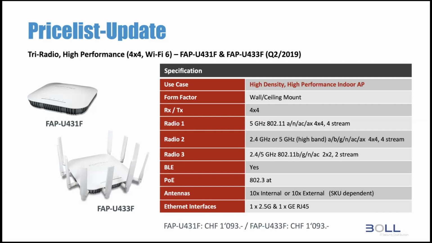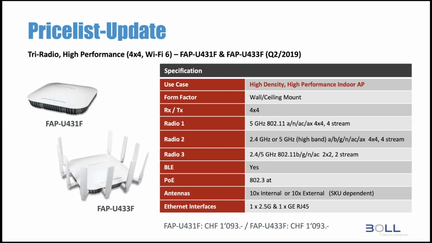One point to indicate is that because we have quite a high density, high performance access point in front of us, the Ethernet interfaces, there are 2 of them, and one of the interfaces provides 2.5 gig Ethernet connectivity, and a 1 gig backup port is also included. And below you see the prices, list prices, exclusive value-added taxes.